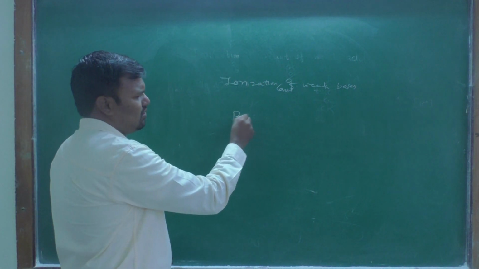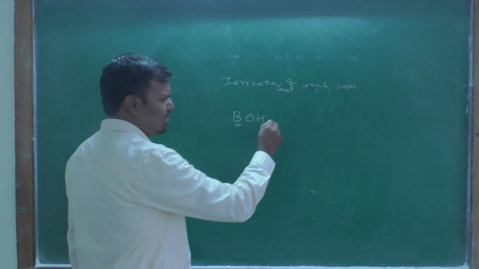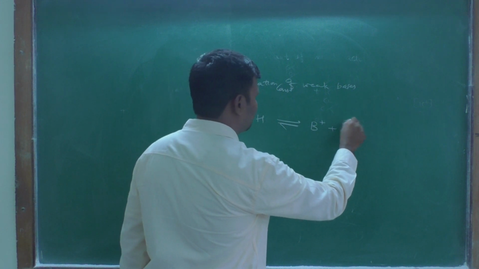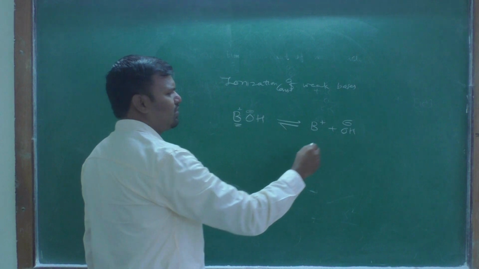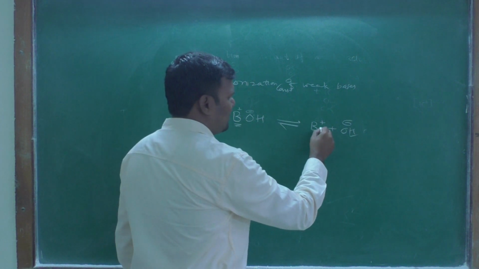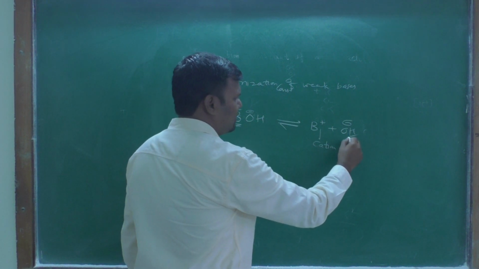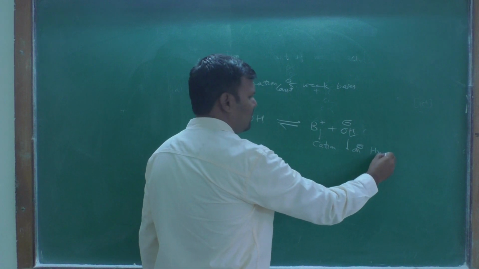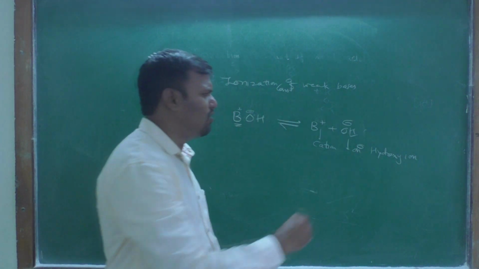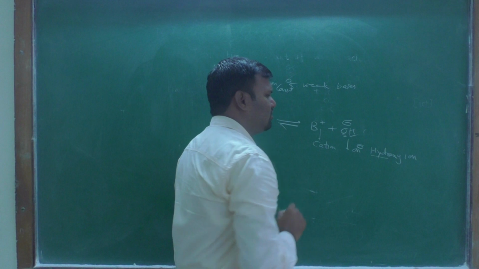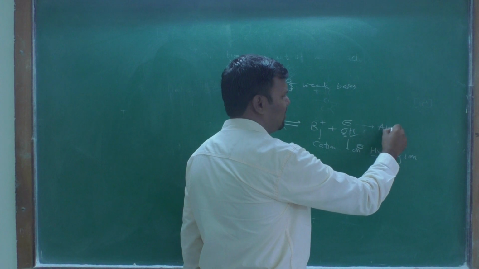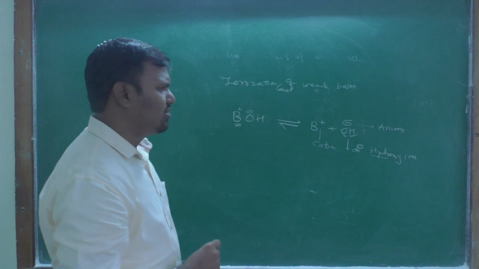Here B stands for base, and it gives B plus and OH minus ions. Therefore it is a base, because it gives OH minus ions. B plus is a cation. This OH minus is also called the hydroxy ion: hydrogen is there, therefore hydro, and oxygen is there, hydroxy ion. It has a negative charge and is also called an anion.